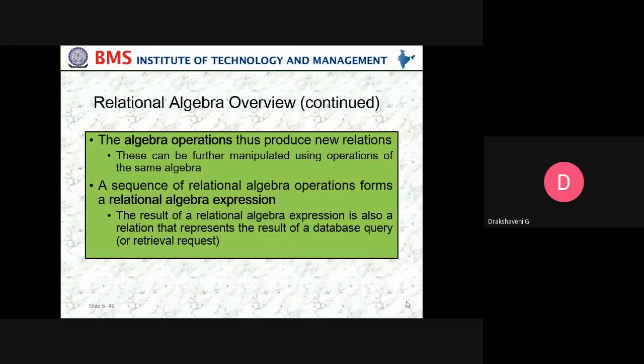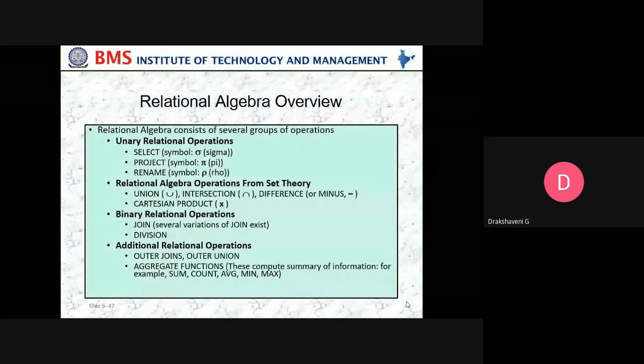A sequence of relational algebra operations forms a relational algebra expression. The result of a relational algebra expression is also a relation that represents the result of a database query. Relational algebra consists of several groups of operations. Unary relational operations: select, sigma; project; rename. The symbol used for project is pi, and for rename we use rho.